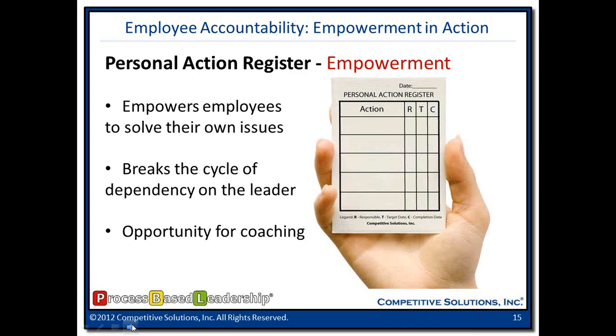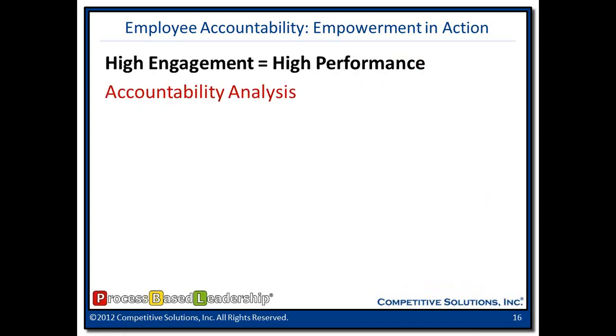What'd you do? So it's a very powerful tool where you write down the action, what must happen. The R column is who's the responsible party, whether it's the leader or the employee. T's for the target date. When must it happen? And then see when was that action actually completed by.